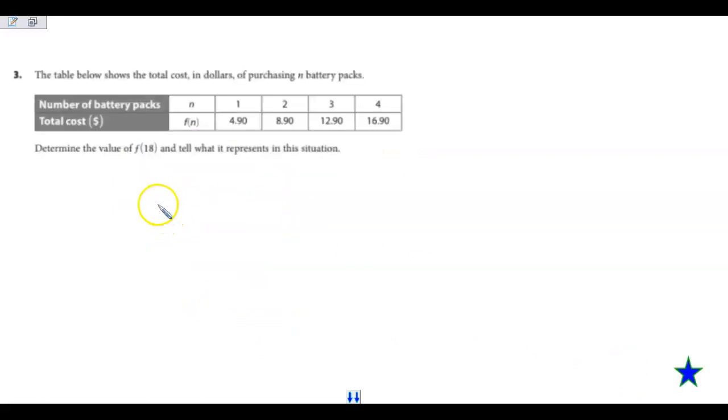Let's do the Your Turn number 3. The table below shows the total cost in dollars of purchasing n number of battery packs. Find the first term. Find the difference. Okay, so I found my first term was 4.90. My common difference is 4. And now I need to write it in my explicit rule.